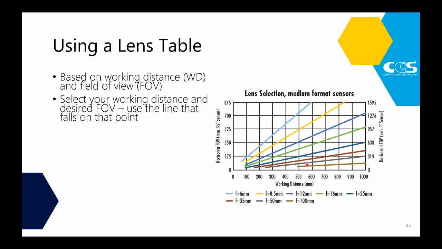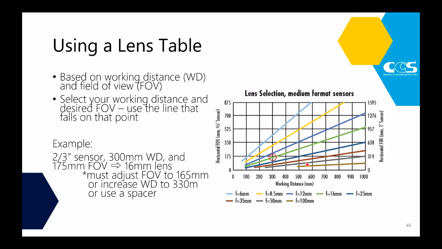Some lenses will come with a lensing table to show what their working distance and field of view will be. So if you want to use a lensing table like this, you have to know two of the three parameters. You have to know your working distance and your field of view, or you have to know the lens focal length you're going to use and your working distance to get your field of view, etc.